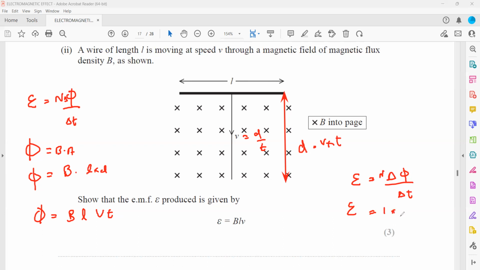And what about delta phi? Delta phi will be equal to B, L, V, and T. And what about the time delta T? That is equal to T, like it starts from 0 and ends at T, so the time is T. So T will cancel with T. What are we left with? We are left with EMF is equal to BLV. So we start with a magnetic flux, and the magnetic flux linkage we relate by EMF.